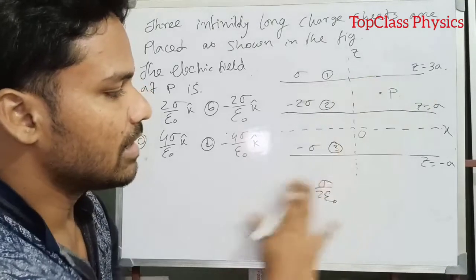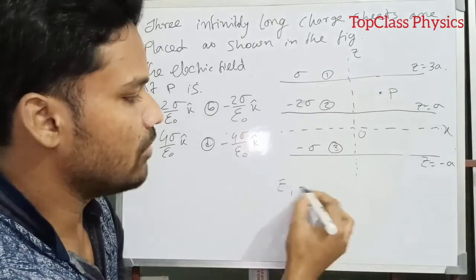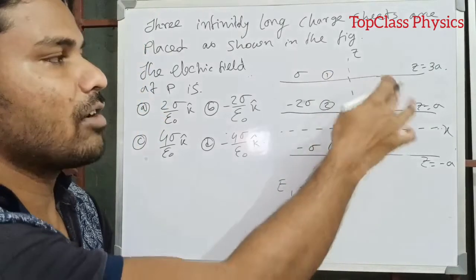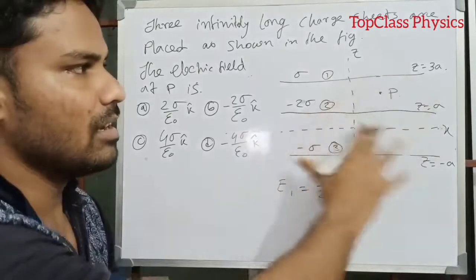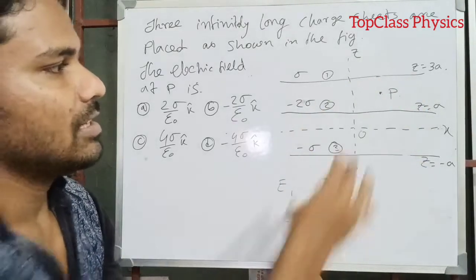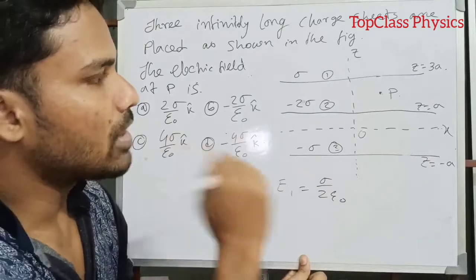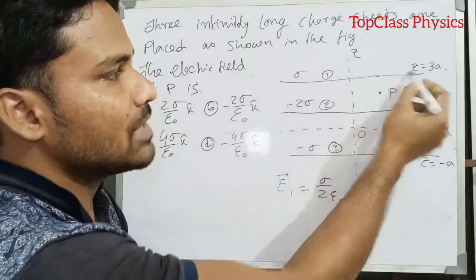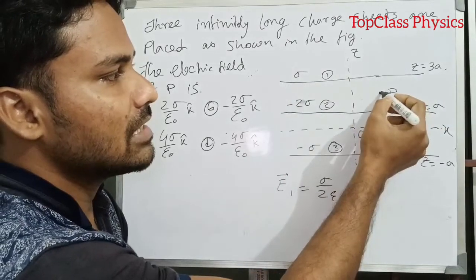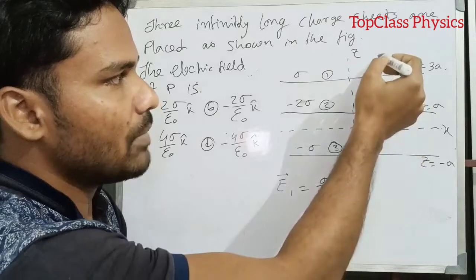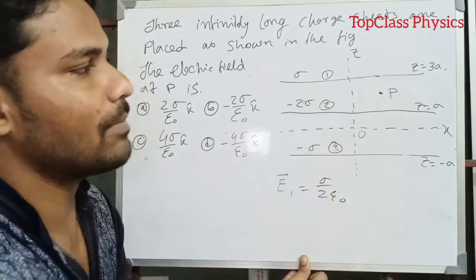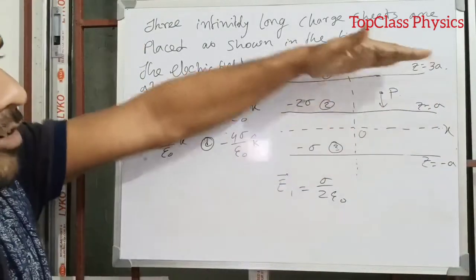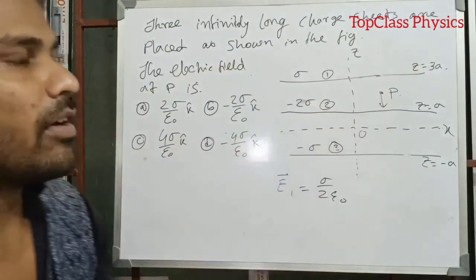Now for this plate, the electric field value is E1, say sigma by 2 epsilon naught, because the charge density value is sigma, and epsilon naught is for free space or air, the medium in between these plates. Now what is the direction of this electric field? Because electric field is a vector quantity, and because sigma is positive, for a positive charge, whatever the point may be on or below the plate, the direction is always away from that plate. I am considering the first plate, so this direction is away from that plate.